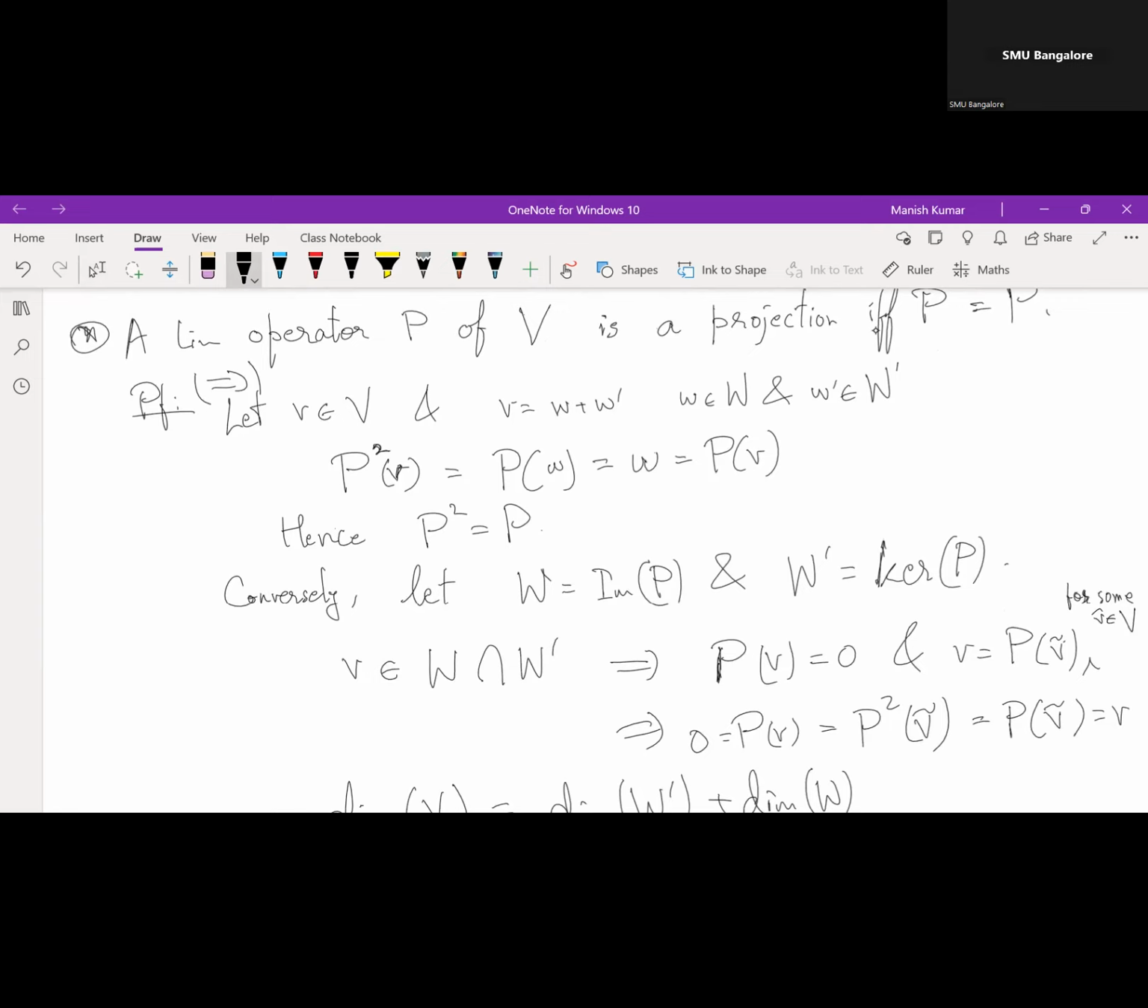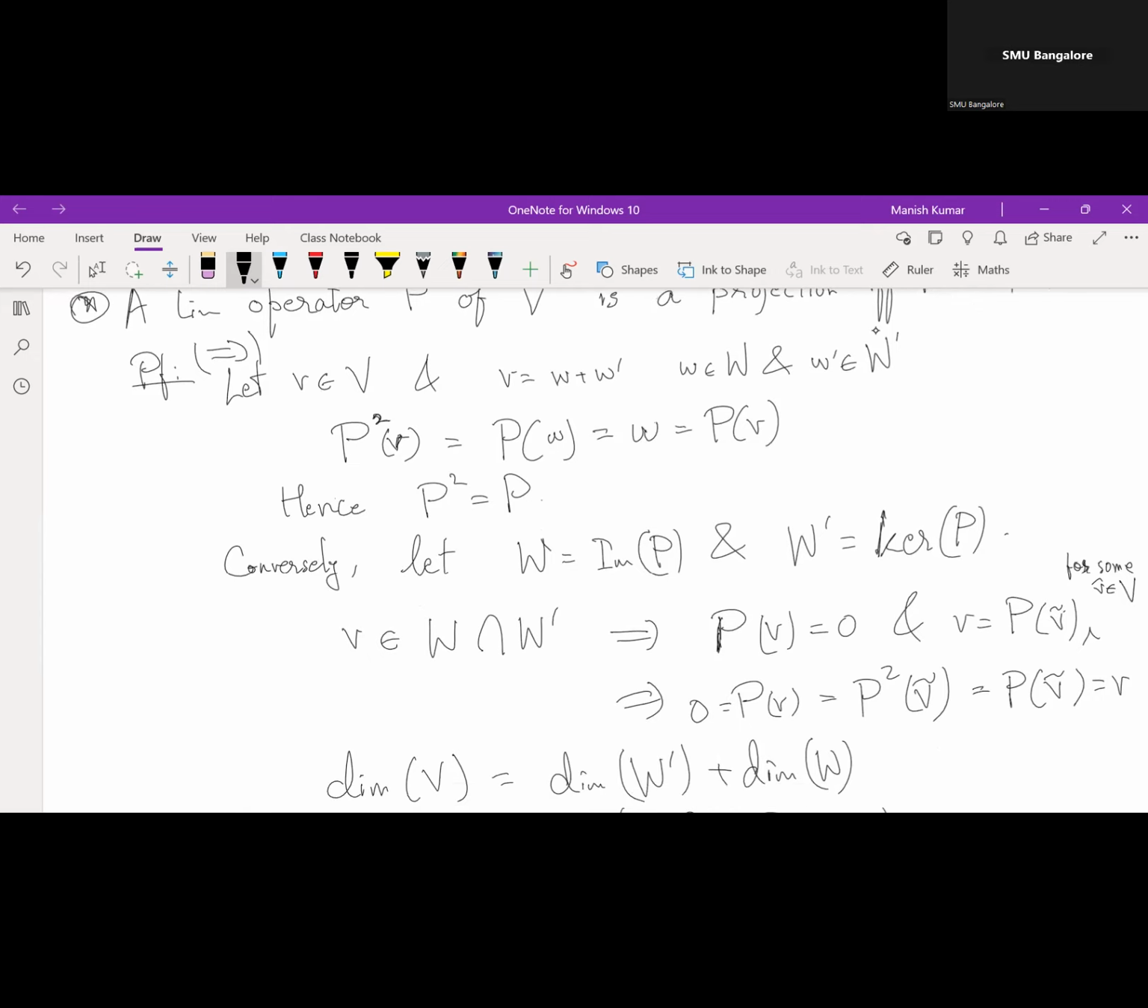If you take V in the image of P, then it has to be P of V tilde for some V tilde. Now we want to show that V is 0. So what you do, you apply P to this equation, V equals P of V tilde. It becomes PV equals P square V tilde. Apply this projection operator to both sides.